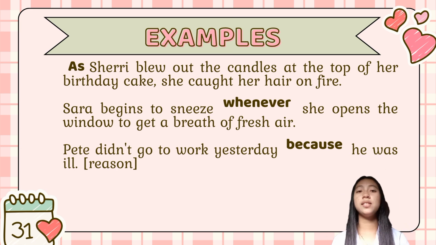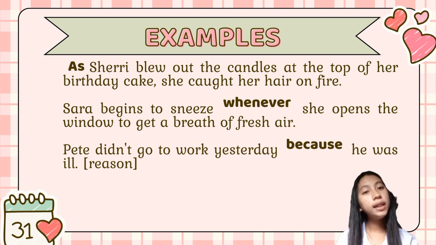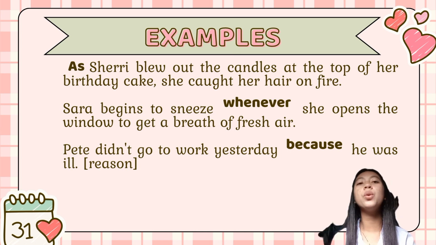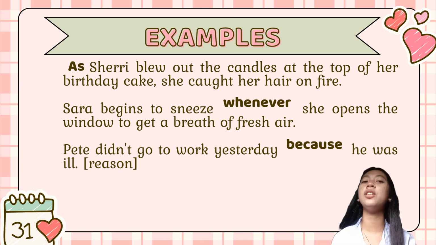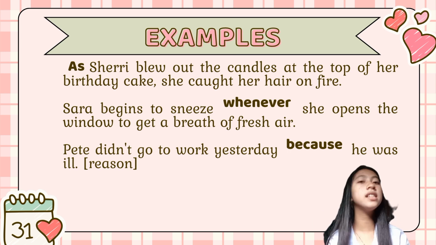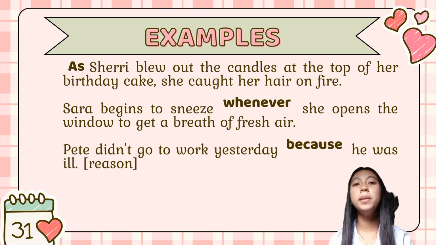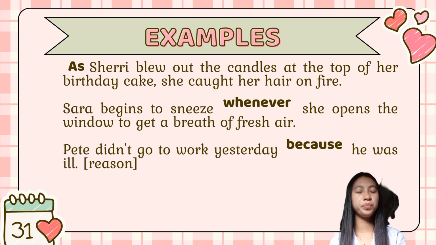In the second example, Sarah begins to sneeze whenever she opens the window to get a breath of fresh air. The subordinating conjunction is the word whenever. The function of it is it links the dependent clause whenever she opens the window to get a breath of fresh air to the main clause, indicating a recurring event or condition.